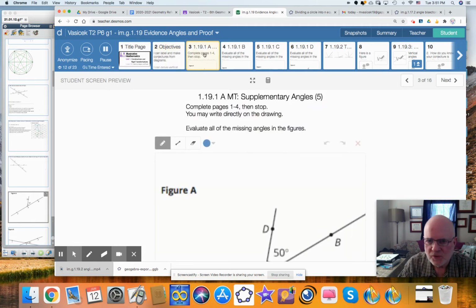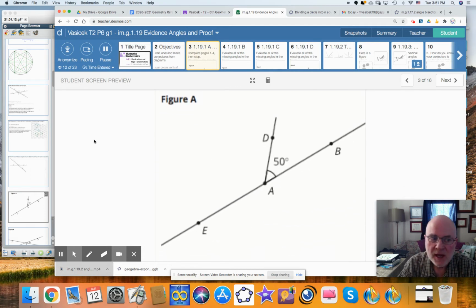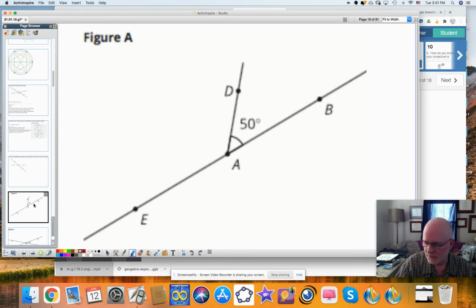So the next four pages, 3 through 6, deal with angles. You're supposed to find the missing angles and explain how you got them. So I'm going to show you what they are. Please pause this video if you haven't done this already. Try to do it on your own and then check your answers with mine.